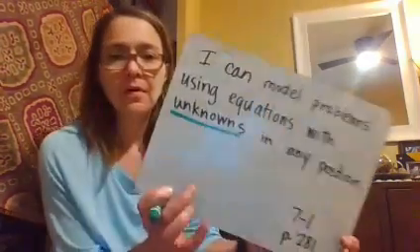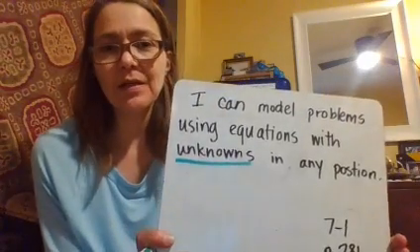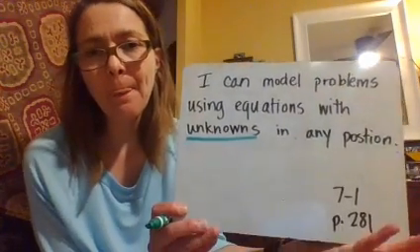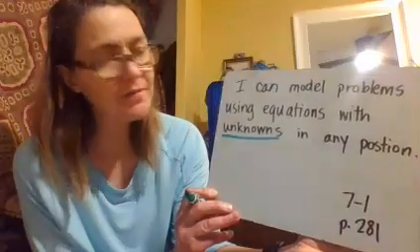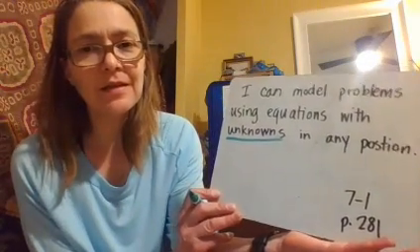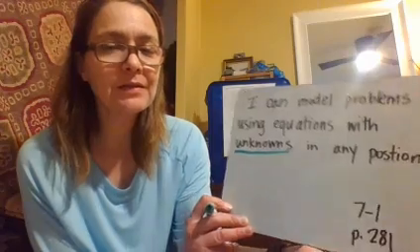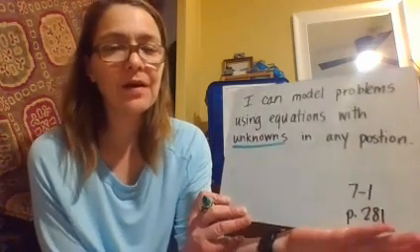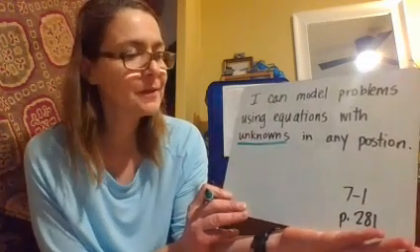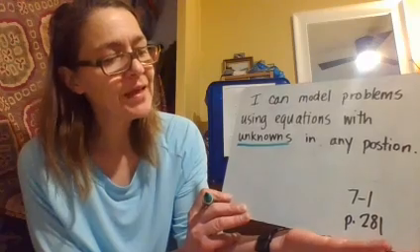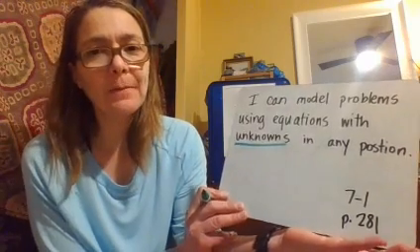So we talked about the unknowns before. Unknowns are the quantity that you're solving for. Okay, and we're on 7-1, the first lesson in the unit topic 1. It's a unit of study. Envision calls it topic of study. And it's page 281.